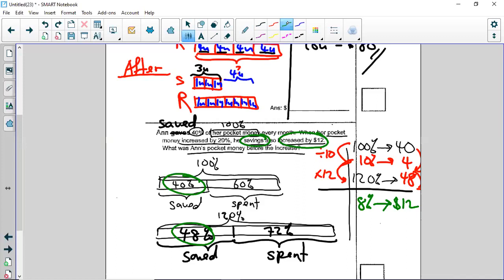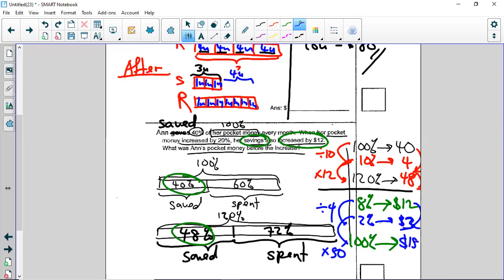Jumping again. So can you find 100%, which is the pocket money before the increase? Do some jumping again. You divide by 4, right? Why not find 1%? Because if you find 1%, you get a decimal, and there'll be a lot of working. So the other side will be divide by 4, which is $3. And then you times 25, right? 4 times 25, you get 100%. And then the other side will be, what's that?